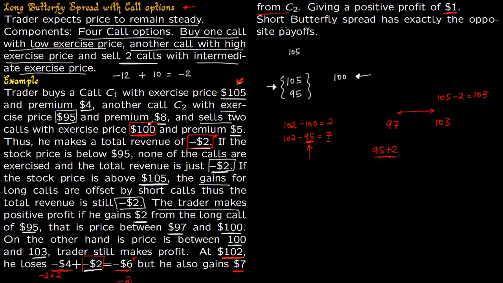will make money. The short butterfly spread, the person who is going to the opposite position of the long butterfly spread, that person is expecting that the stock price will be very volatile. It will be either below 97 or above 103. So this will be more clear graphically, and let us see that now.